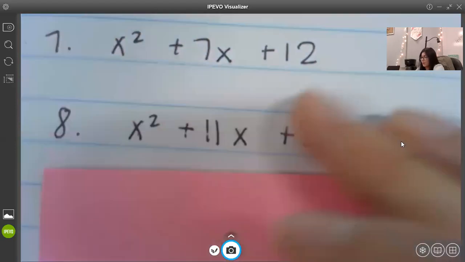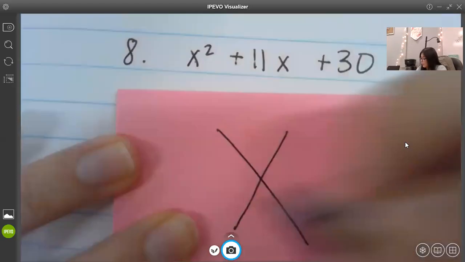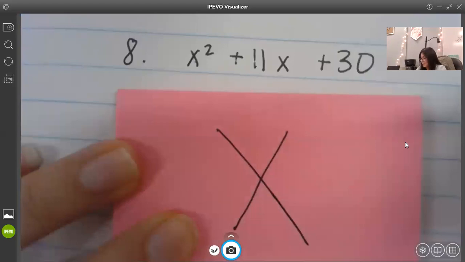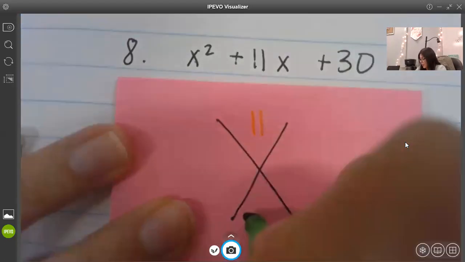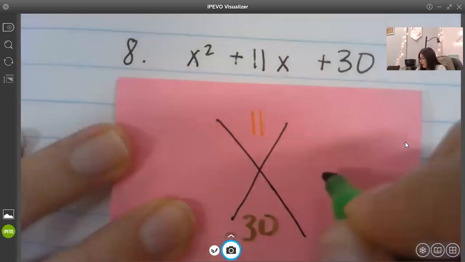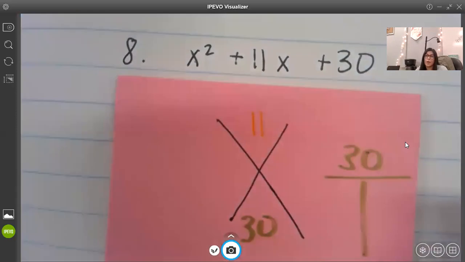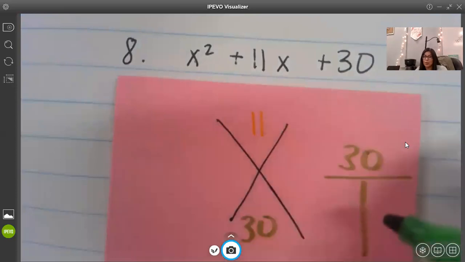Number 8. You're going to make a list of factors. So you're going to make your X. What goes at the top? The 11, because it's your X. What goes at the bottom? 30, because it doesn't have X. Pause the video, make a list of factors for 30. When you multiply these numbers, the answer is 30. Okay, now you're going to add the numbers and see which one gives you 11. So pause it. And now tell me your answer.